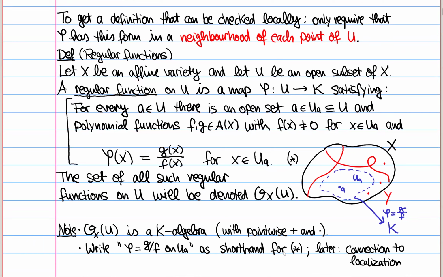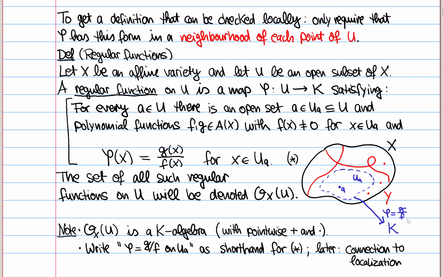And we start with just some small observations and some conventions. So one thing that is not hard to see is that O_X of U is a K-algebra with pointwise addition and multiplication. In other words, if you have two such phis, then their sum and their product are again regular. And also if you multiply by any constant in K, this again stays regular.